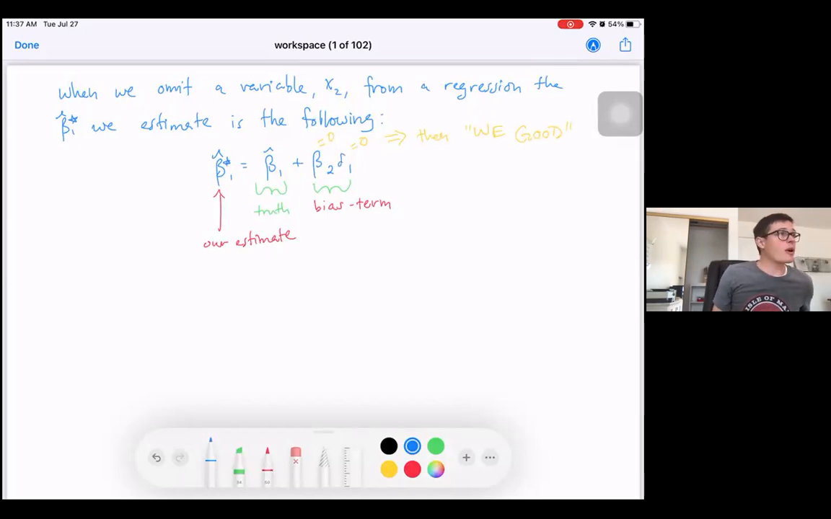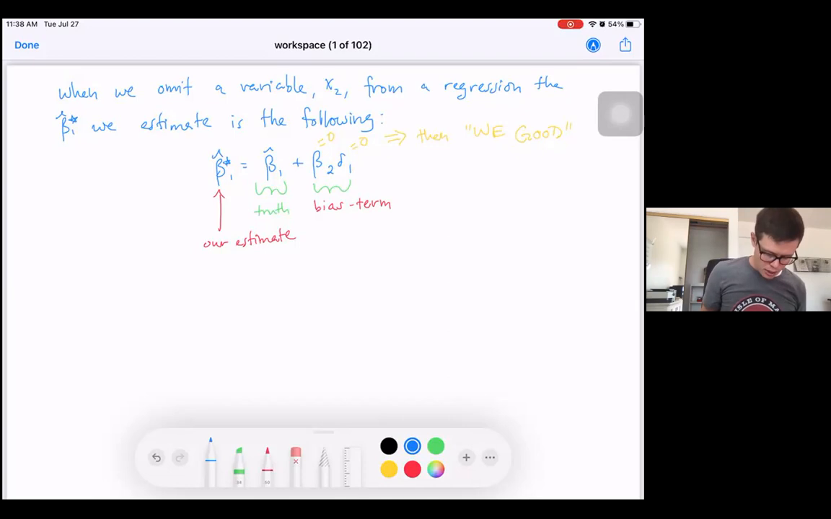So we'll have some questions later on where it says, what if the omitted variable is correlated with X1, but it has no effect on Y? Is omitting the variable bad? And the answer is no. It has to both be correlated with X1 and affect Y to actually produce any bias.